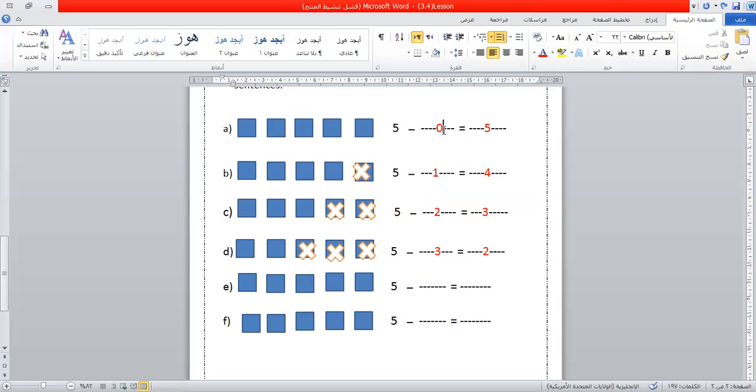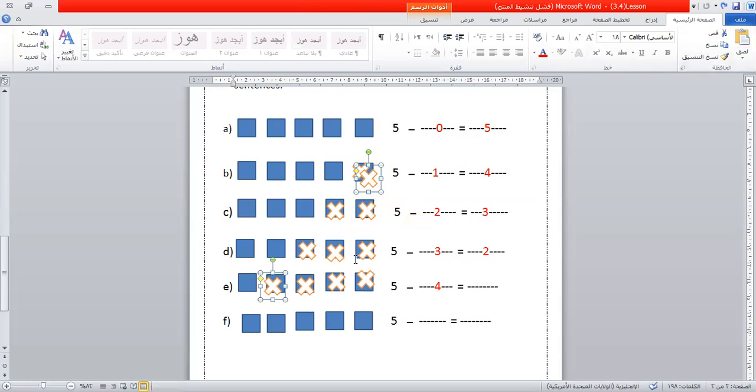Okay, can you see the pattern here? 0, 1, 2, 3. Can you tell me what the next number will be? Yes, it will be 4, because after 3 comes 4. 5 minus 4 means I can cross out 4 squares from 5: 2, 3, 4. I crossed out 4 squares. 5 minus 4 equals 1, because here I have 1 square without crossing. So 5 minus 4 equals 1.